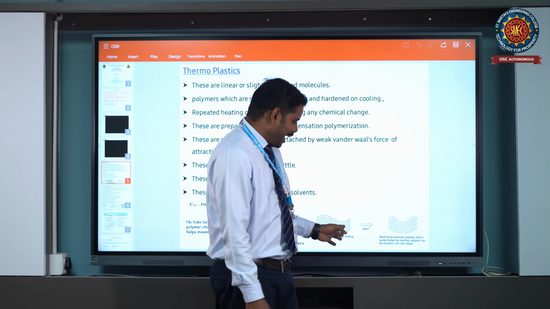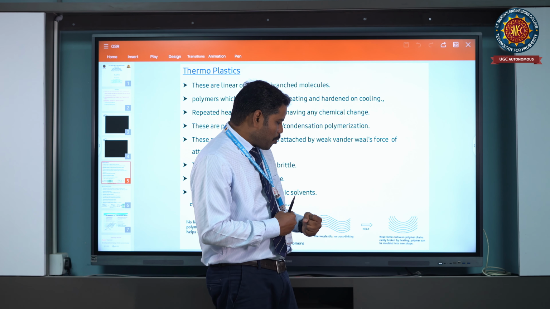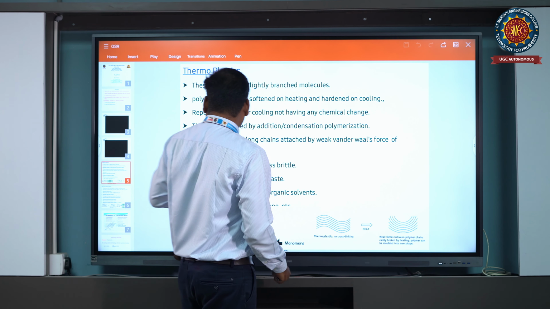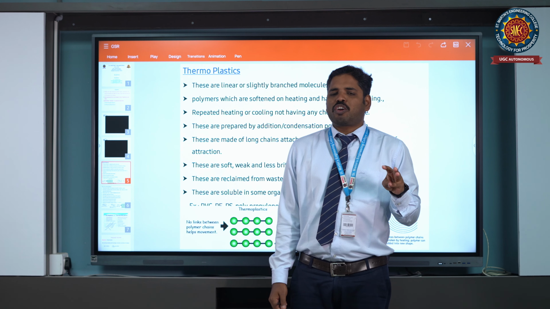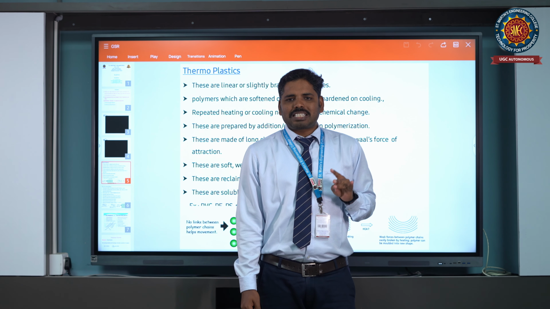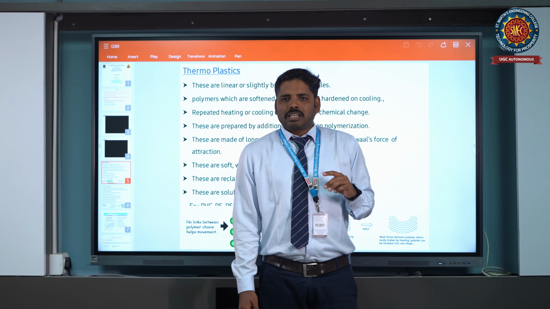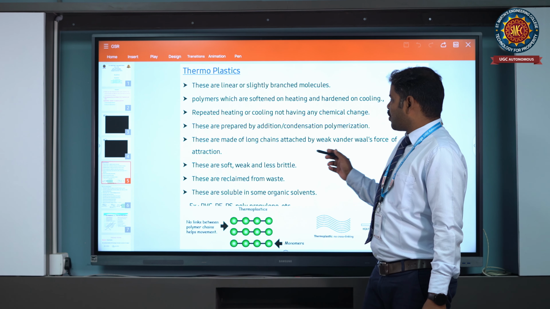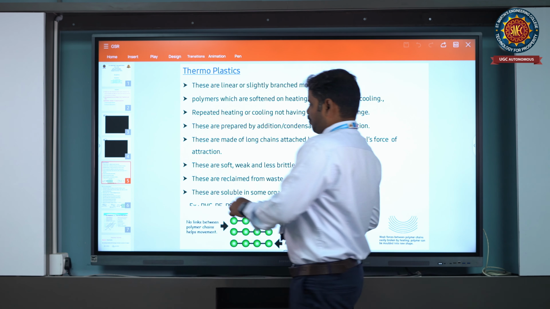If this polymer is heated, the weak forces between the polymer chains can easily be broken, and on heating the polymer can be molded into a new shape. The basic things for thermoplastics: first, it is formed by addition polymerization. Second, it is soluble in organic solvent. Third, it is soft on heating and hard on cooling. Fourth, it is prepared by addition or condensation polymers.